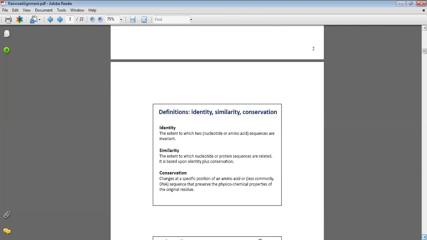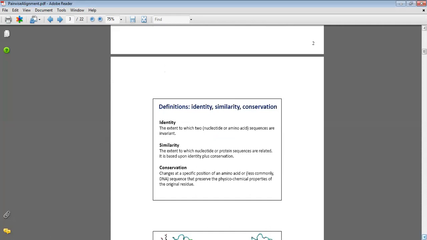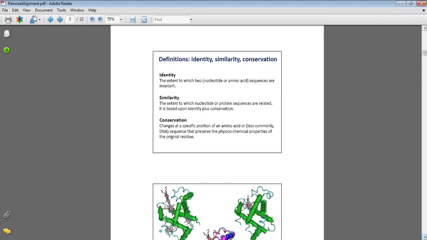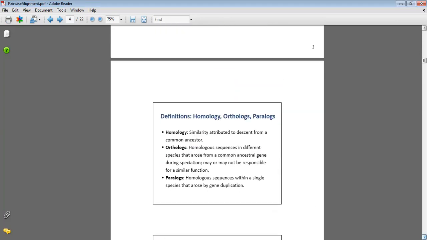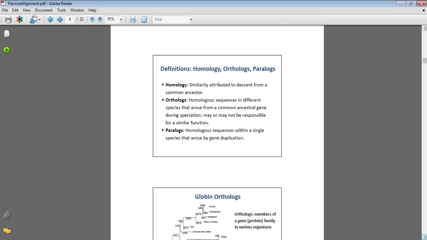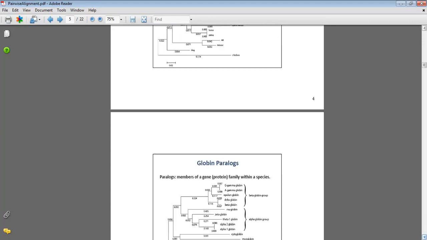For identity, similarity and conservation: identity is the extent to which two nucleotide or amino acid sequences are invariant. Similarity is the extent to which nucleotide or protein sequences are related; it is based upon the identity plus conservation. Conservation is a change at a specific position of the amino acids in the sequence that preserves the physicochemical properties. And homology is the similarity; orthology and paralogy are also important.